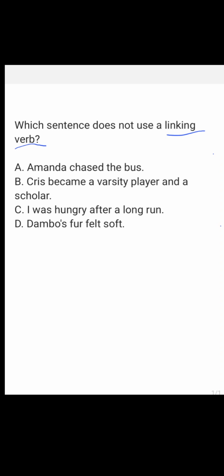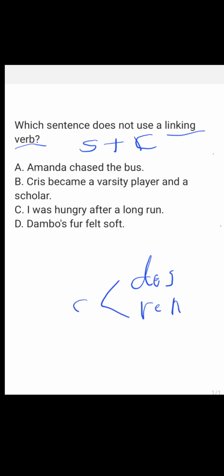Tandaan po natin, a linking verb is a verb that connects the complement to the subject. The complement can be something that describes or renames the subject. Now, if that is confusing for you, that's exactly why I'm going to share 2 tips on how you're going to identify linking verbs easily.